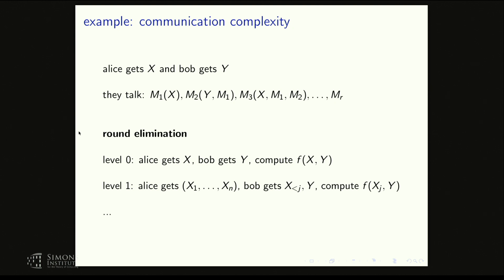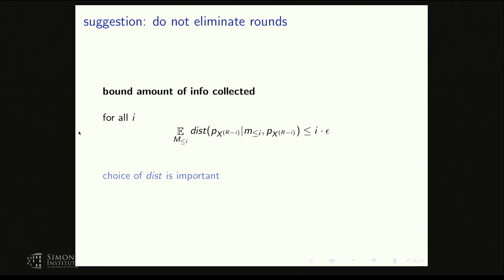Okay, so this is the round elimination idea, and you can prove lower bounds on communication complexity using this. And I want to suggest some other perspective on the same thing. Don't eliminate rounds. This will lead to losses in the argument. So here is a different perspective on the same proof.